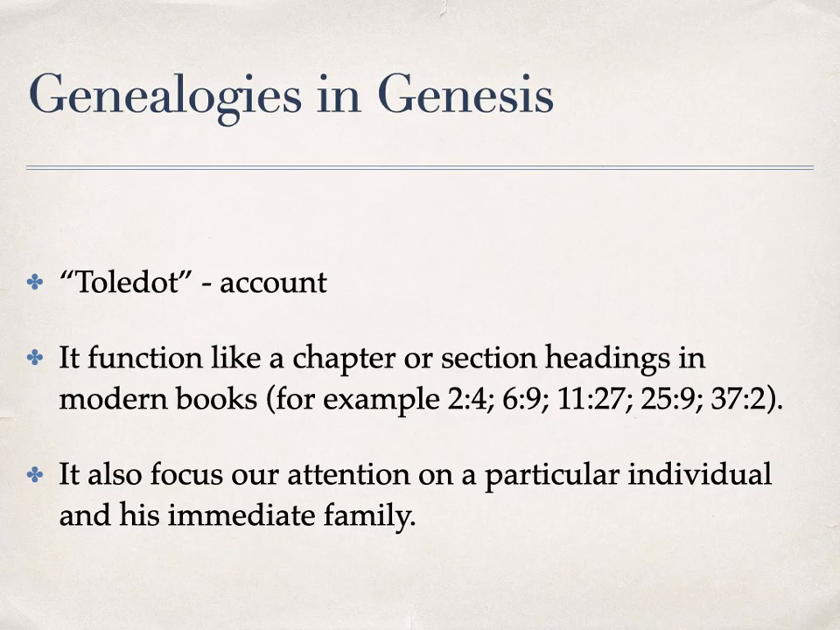The book of Genesis includes many genealogies, and they usually begin with the word toledot, which means account. This word functions like chapter or section headings in modern books. It also focuses our attention on a particular individual and his immediate family.